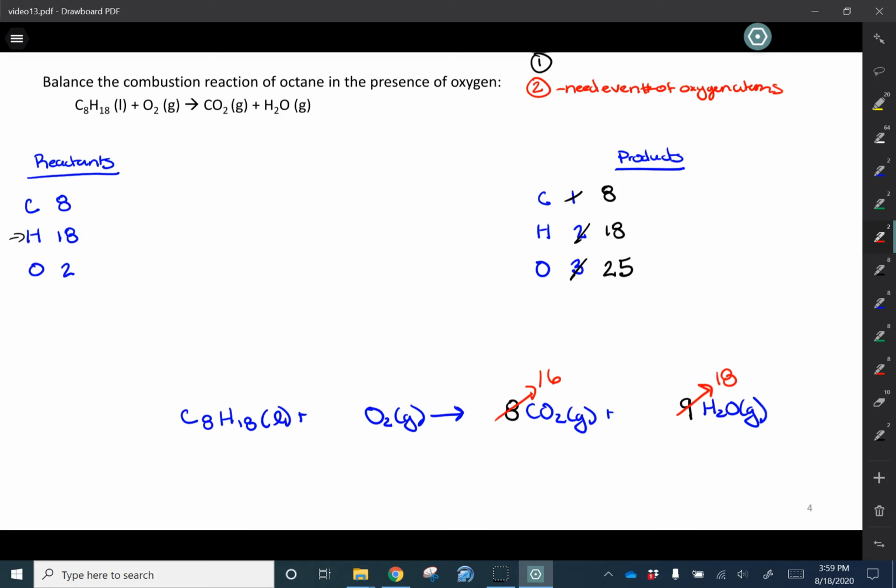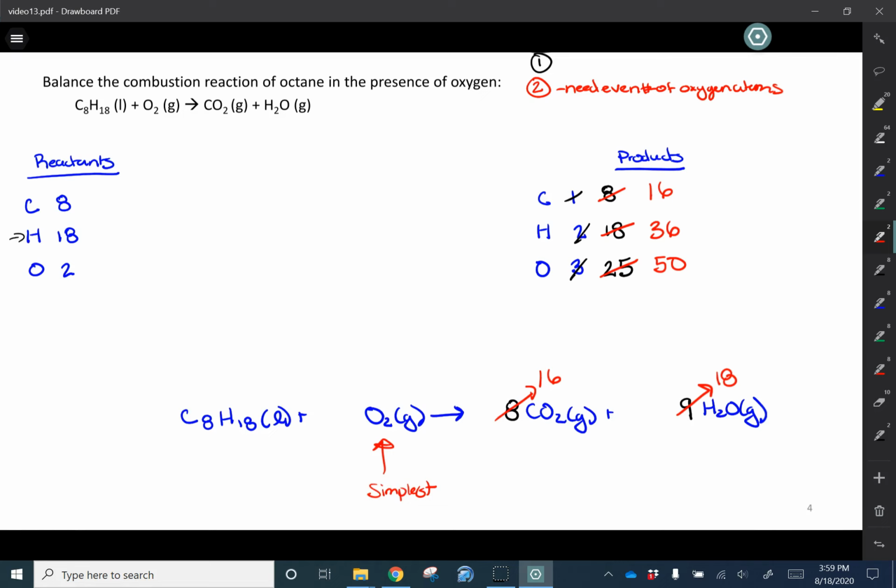So now I've said, okay, now on the product side, I'm going to have 16 carbons. I'm going to have double the hydrogens, 36, and I'll have double the oxygens. I'm going to have 50. Okay, so now I know that I should have a multiple of 2 for the oxygen, so I should be able to fix that, but we're not going to go there yet because this is the simplest and we want to go complex to simple.